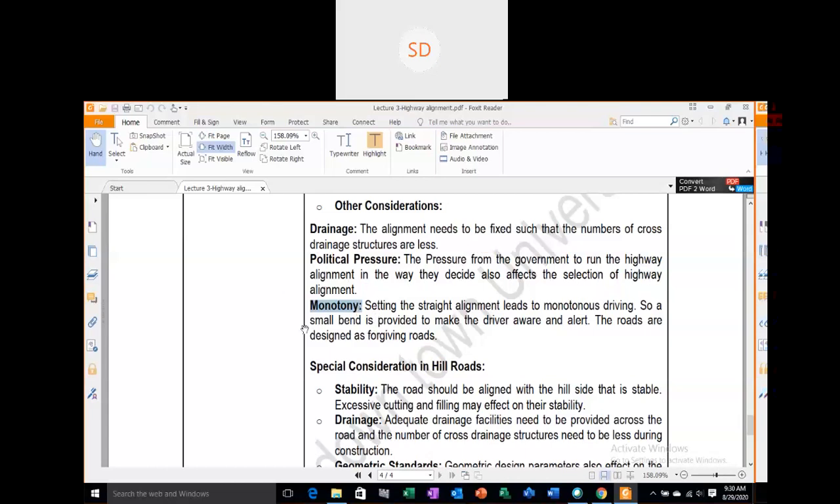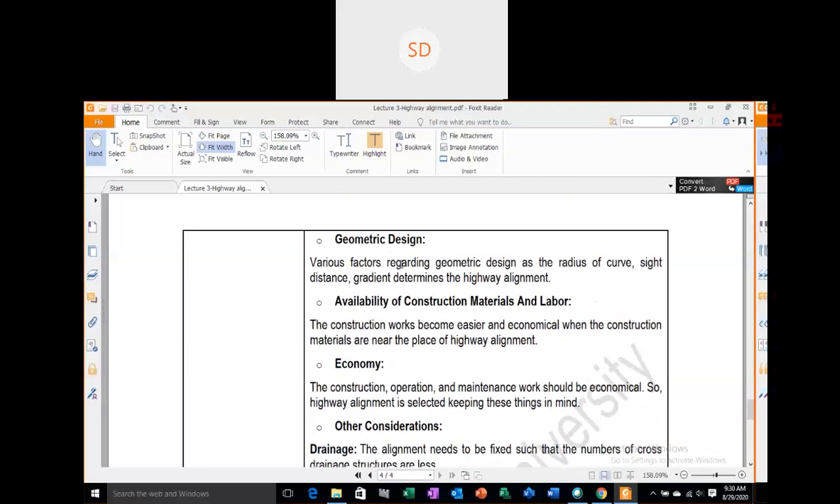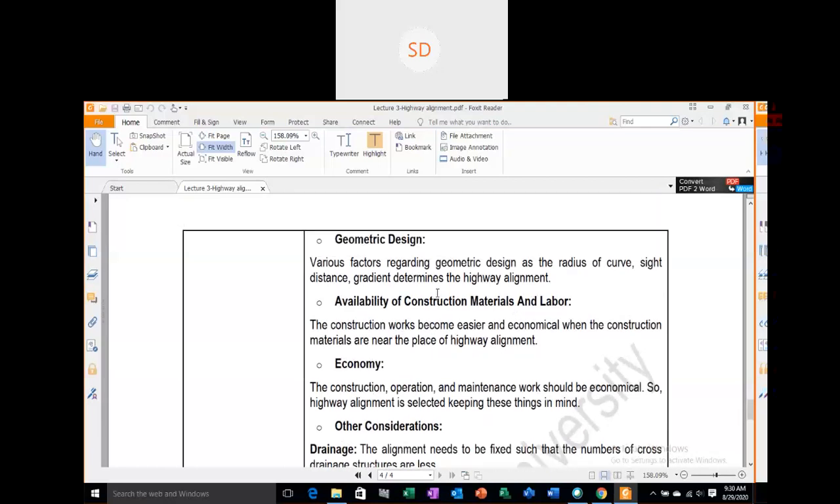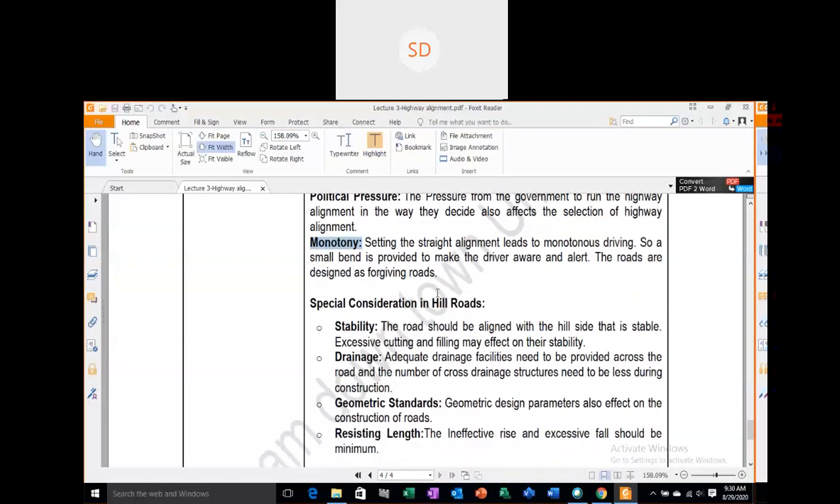So this will make the entire stretch of the road very much monotonous. So whenever you are constructing a road, suppose that would be a straight path. Sometimes intentionally you have to put some horizontal curves or some other disturbance so that the driver may get engaged with the driving, and this monotonous driving experience can be avoided. So these are all the factors which you need to consider during the laying out of highway alignment. Now there are other factors for the hill roads.